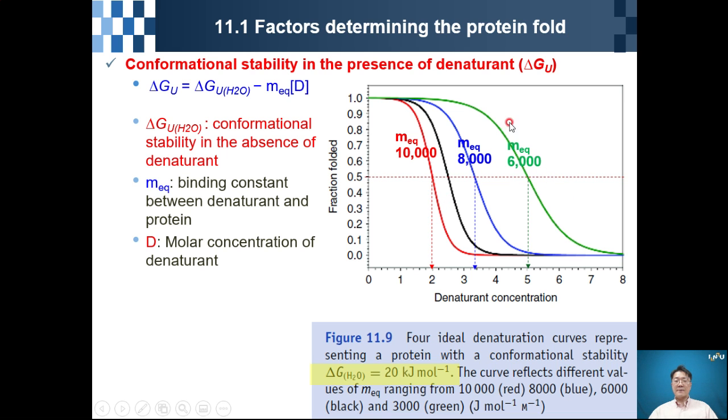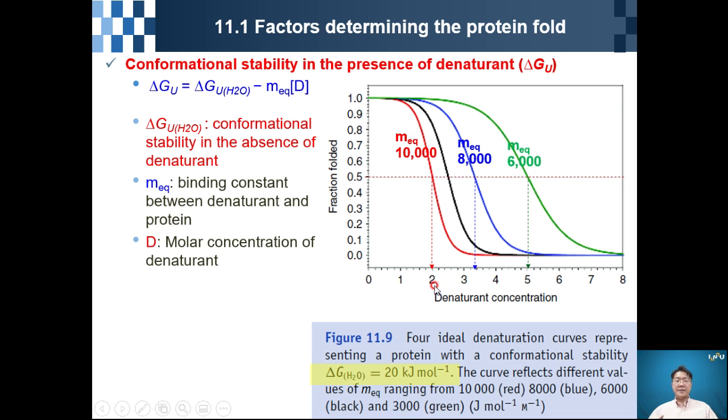However, when the MEQ is 6,000, at around 5 denaturant concentration, half of them is folded and half of them is unfolded, because their binding constant is very low compared to the MEQ 10,000. And also, D means the molar concentration of the denaturant.